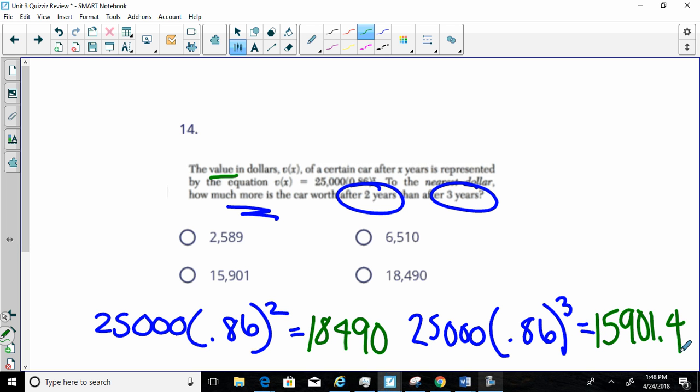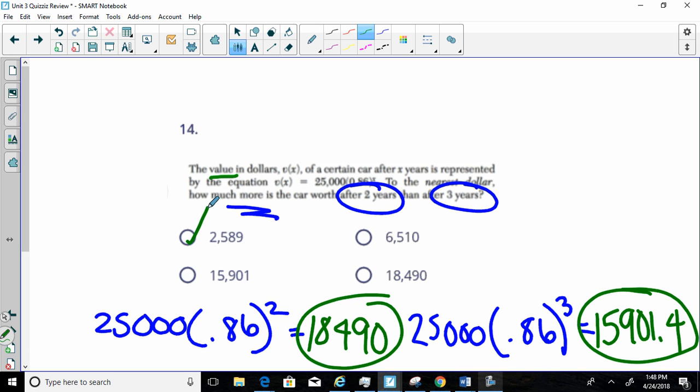And see how, what's the number, what is your B? 0.86. And remember, when it's less than 1, is it decreasing or increasing? So it's depreciating. So then what do we do with these two answers? Subtract them, and what do you get? A. First one. Yes.